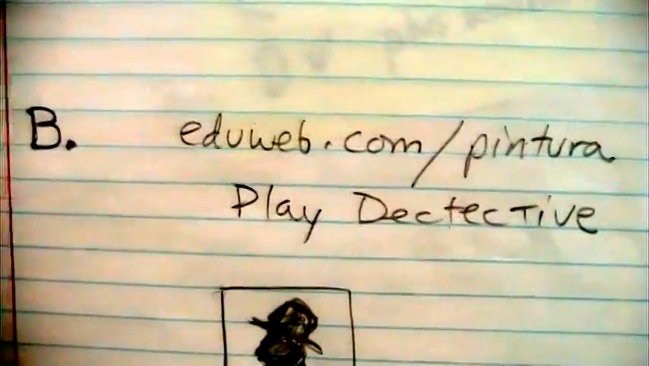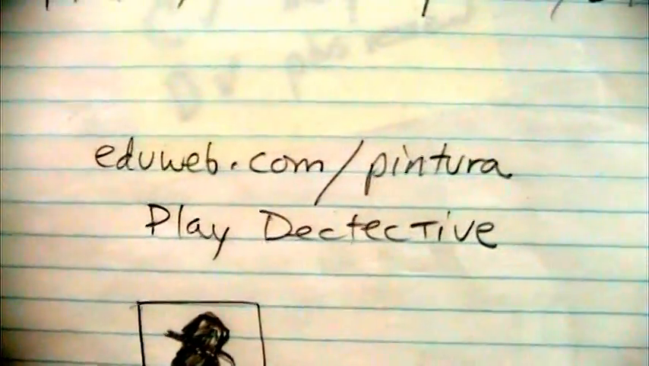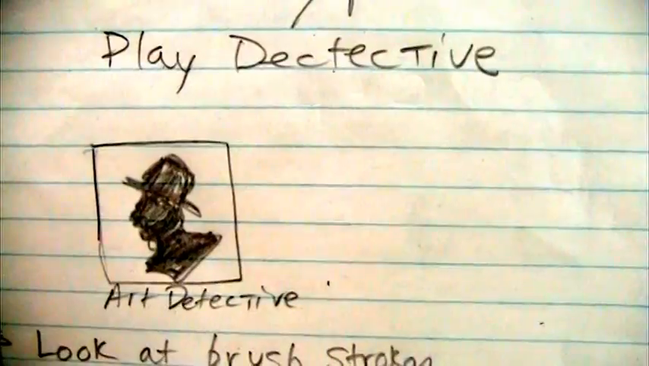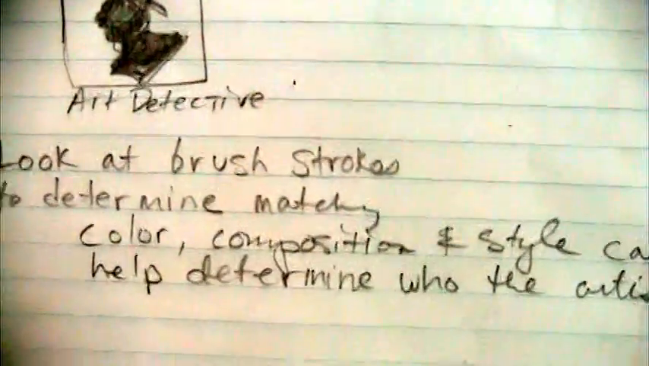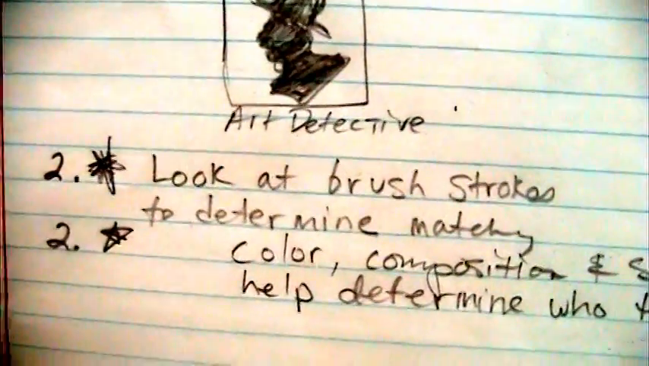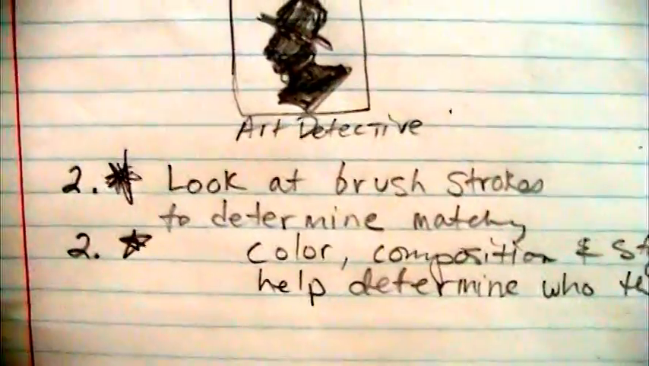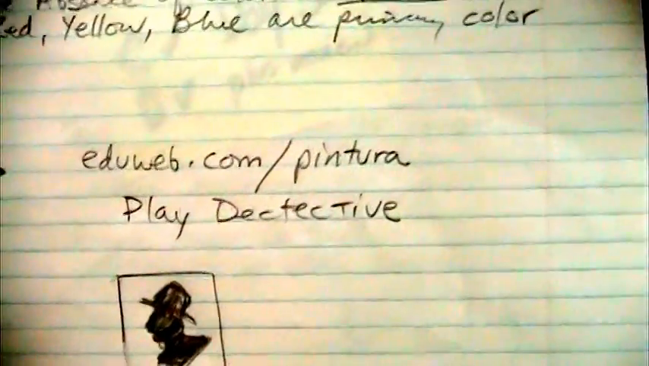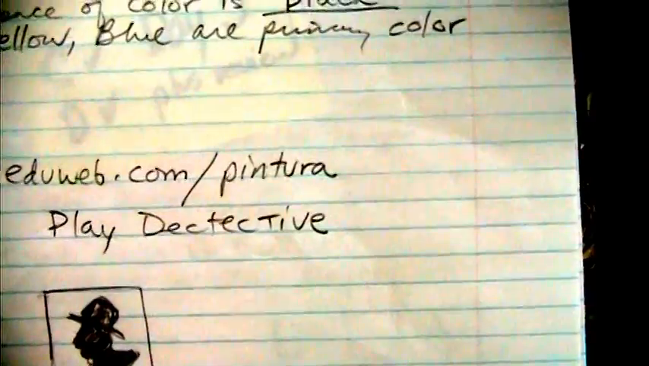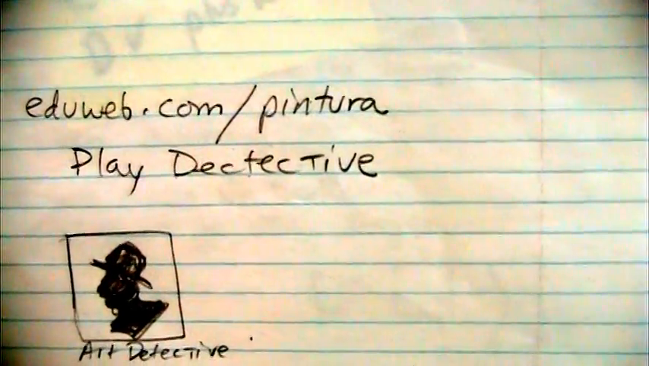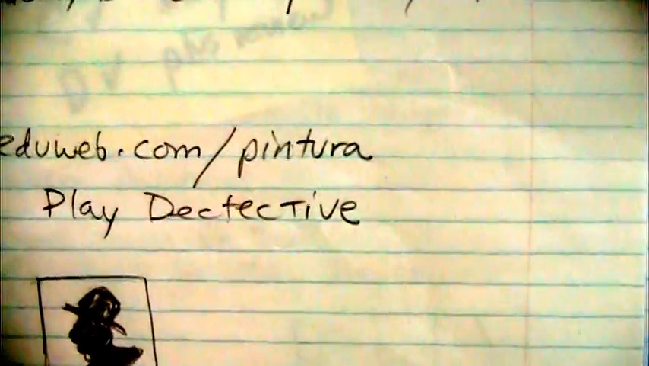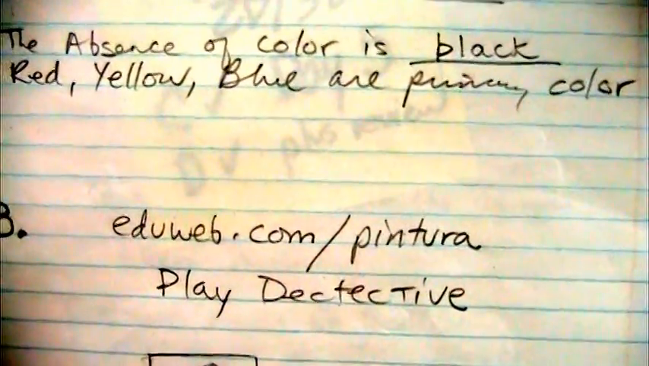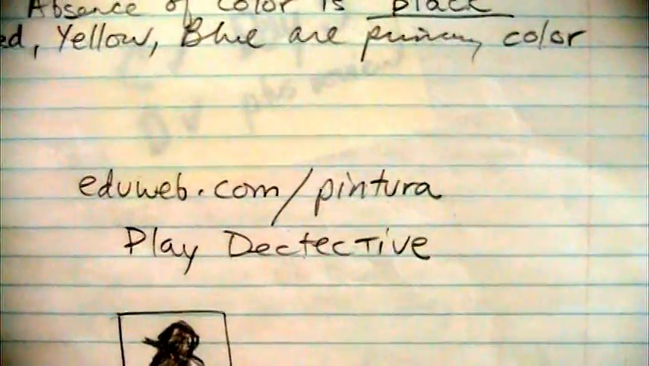And then we have letter B, again the website, and you're going to play Art Detective. A little thumbnail sketch of what the website looks like, and 2 things that you're going to learn. This one's much more difficult. It's a lot more involved. It's going to take you a little bit more time to play that, but it's very, very good. And it basically is showing you how to identify similar artists or the style of an art, what things you need to look for. Okay?